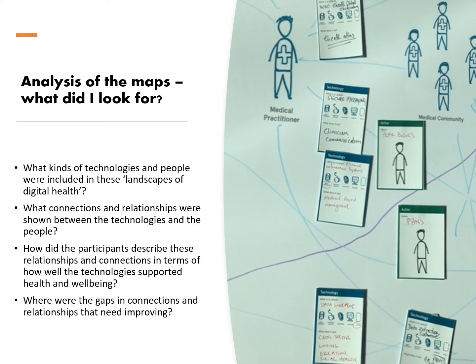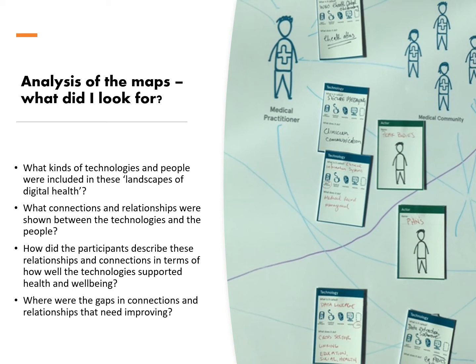Analysis of the maps. What did I look for? Because I was taking a more than human theoretical approach to analysing what the people showed in their maps, these were the questions I was looking for in the maps. What kinds of technologies and people were included in these landscapes of digital health? What connections and relationships were shown between the technologies and the people? So which people were connected to each other, which technologies were connected to each other, and which people and technologies were connected to each other?